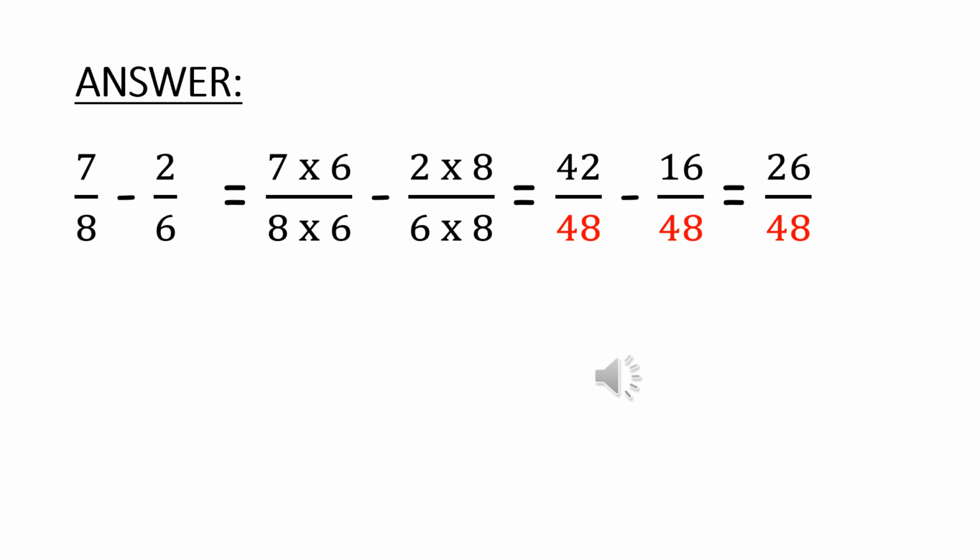So 42 over 48 and 16 over 48. And now we can do the subtraction, which is our final answer, 26 over 48. And you can simplify it if you can, and if you'd like, that would be super fantastic. If you have your pack, remember you can start working through your pack now. Writing out your working out is important, so please do so. It will help you to check your answer when you have finally done them.